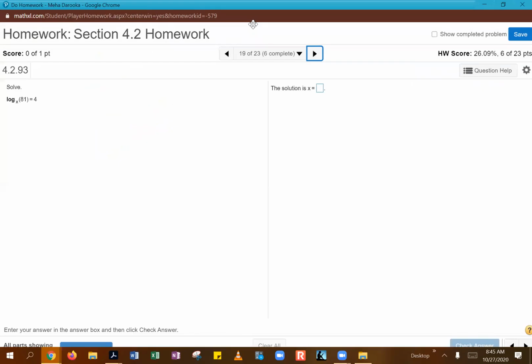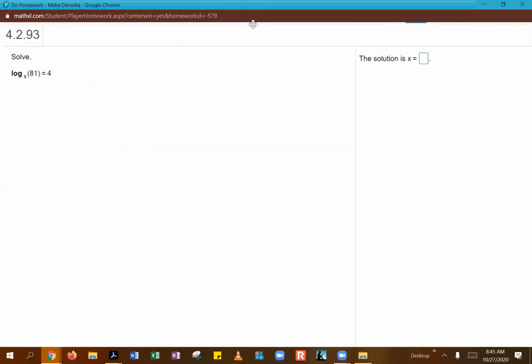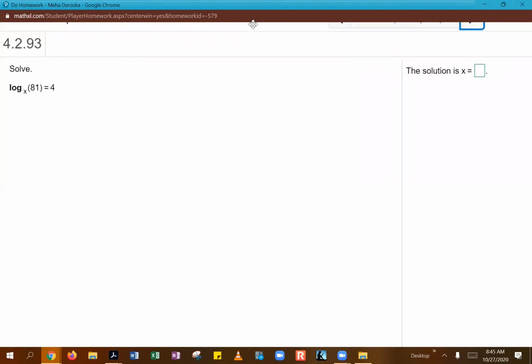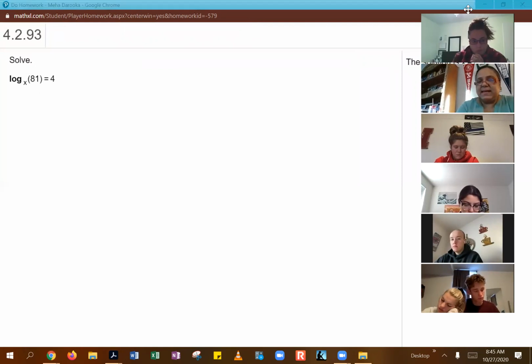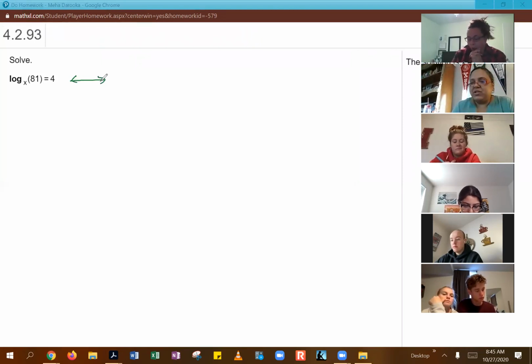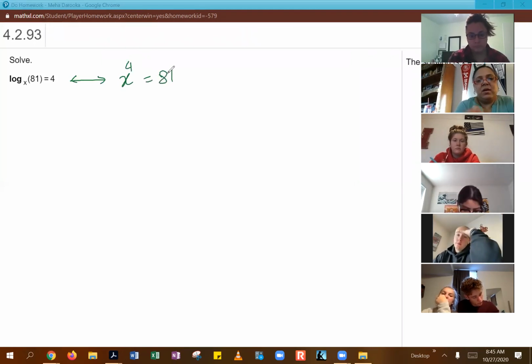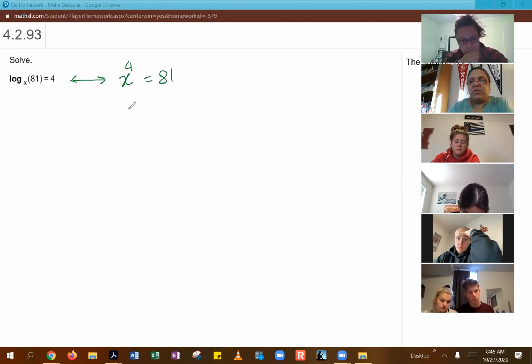And they're going to keep changing that location for your x variable, where they're going to put it. So if you look at this one over here, you've got log of 81 with base x equals 4. So obviously, again, start by converting this into exponential notation. So that's base x raised to the power of 4 equals 81. So, again, you can see how you want to solve this equation and what value you come up with for x. I'll give you guys a minute to see what you can come up with.